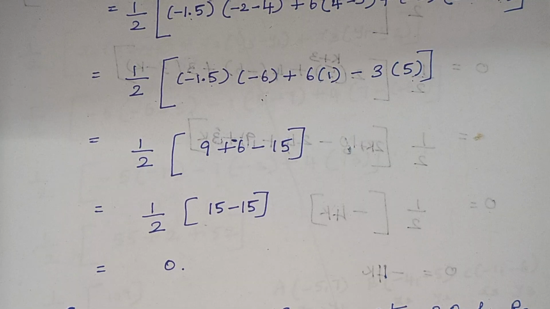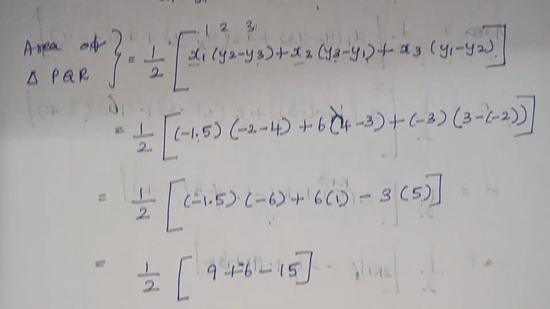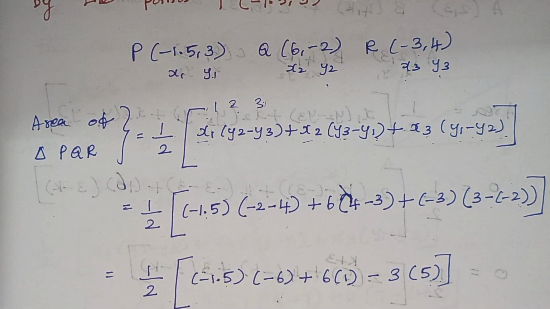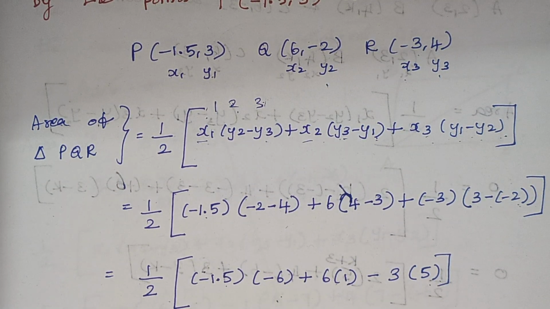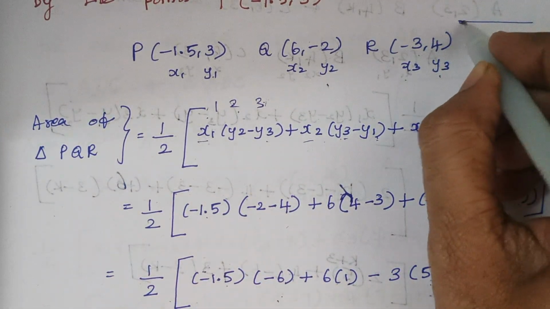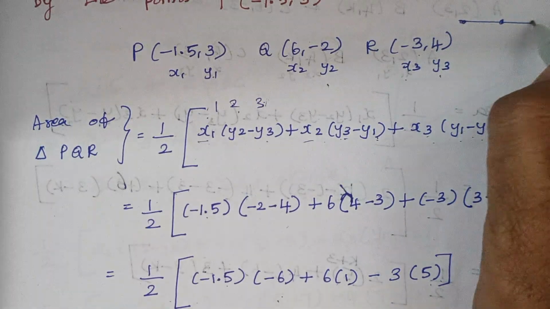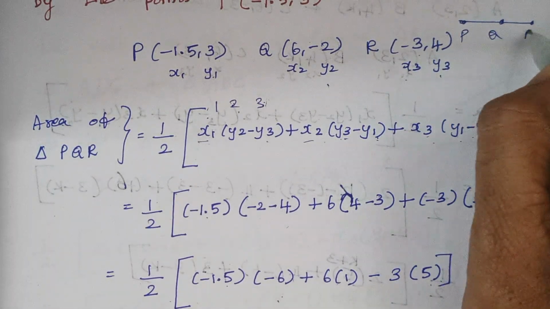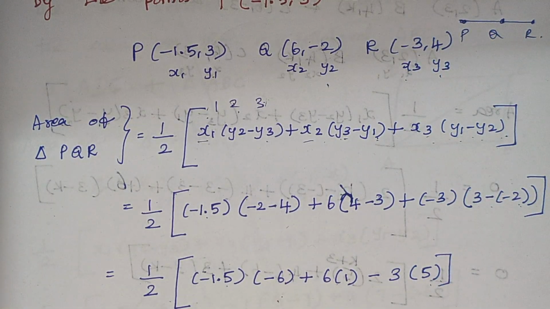So what do you mean by that? Whenever you have the word area, it should be some specific positive number. If it is 0, this means that the 3 points PQR are collinear, right? These 3 points lie on the same line, just like this. One is P, one is Q and one is R, right? So these 3 points are collinear. That is the reason finally we got the value of area as 0.